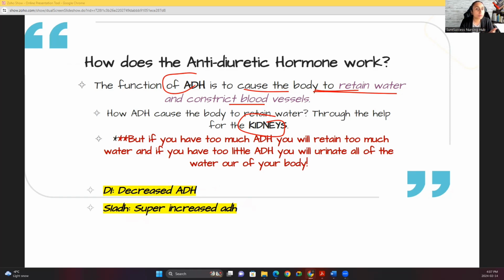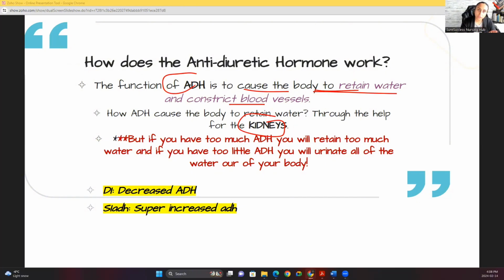One way to remember the signs and symptoms is that you should know what ADH is. DI means decreased ADH. SI means super increased ADH. And then you can relate that ADH means antidiuresis. If I have too much antidiuresis, I'm not peeing much. And if I have very little ADH, I'm removing everything out. So you can remember that one.